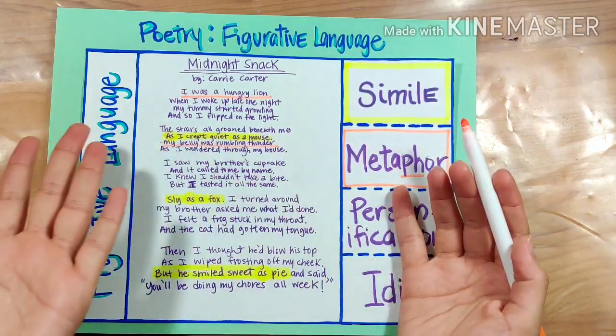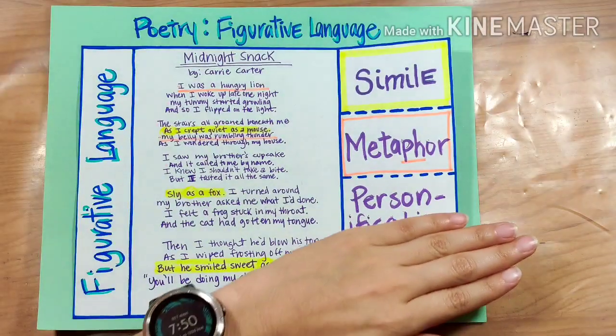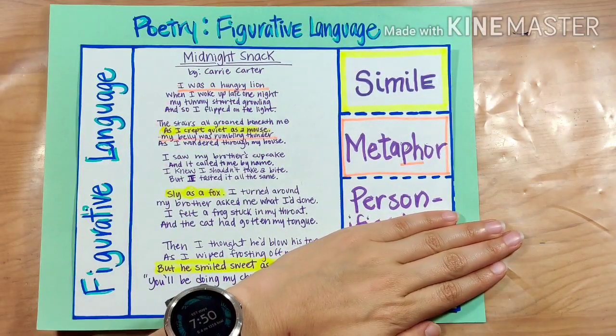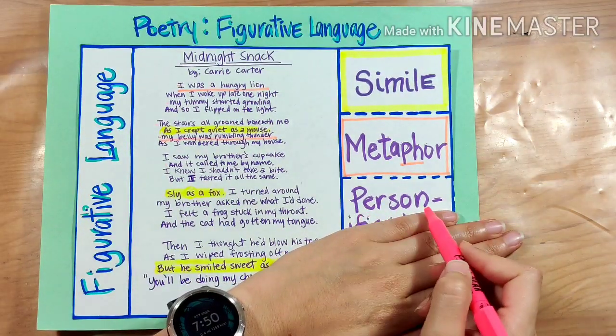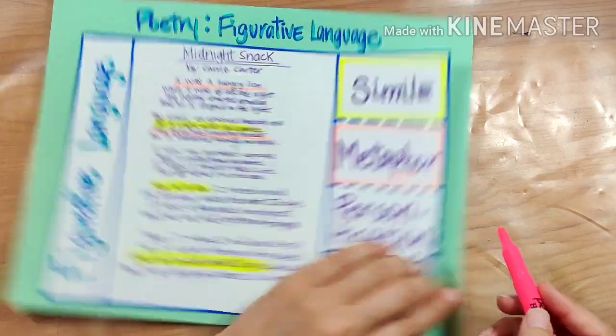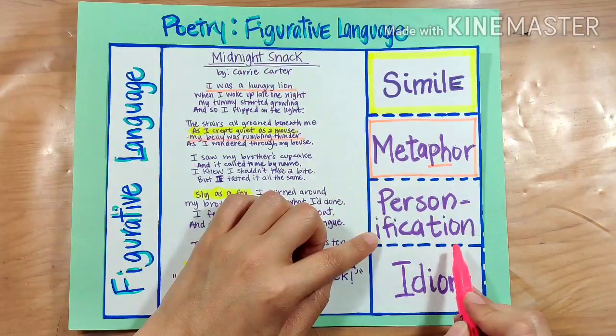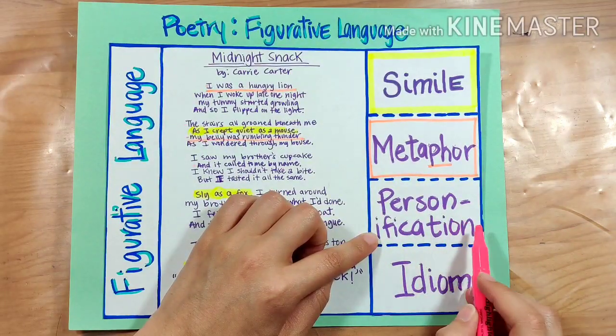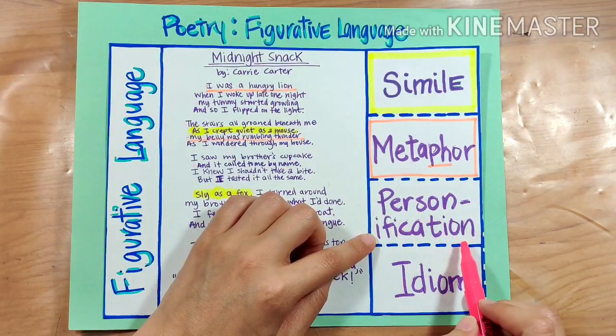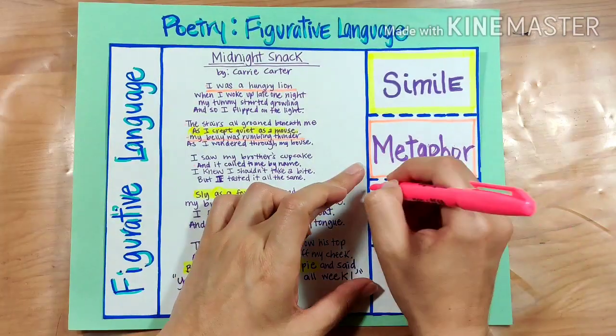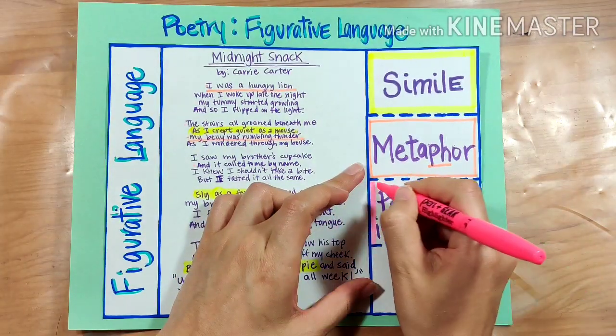This part of the word right here, you see person, or the word person. And this over here says, oops, sorry about that, ification. But when you put it all together, it says personification. And we're going to use our pink highlighter for this one here.